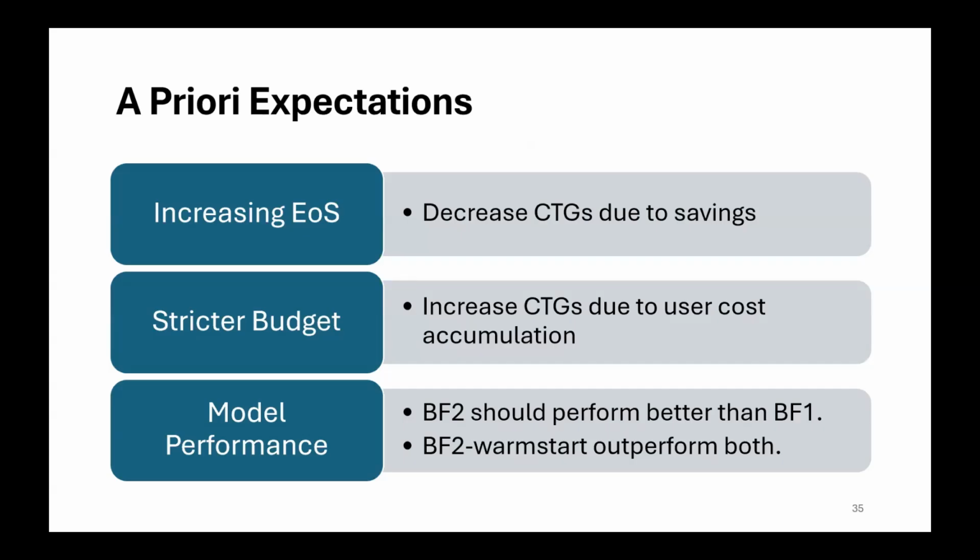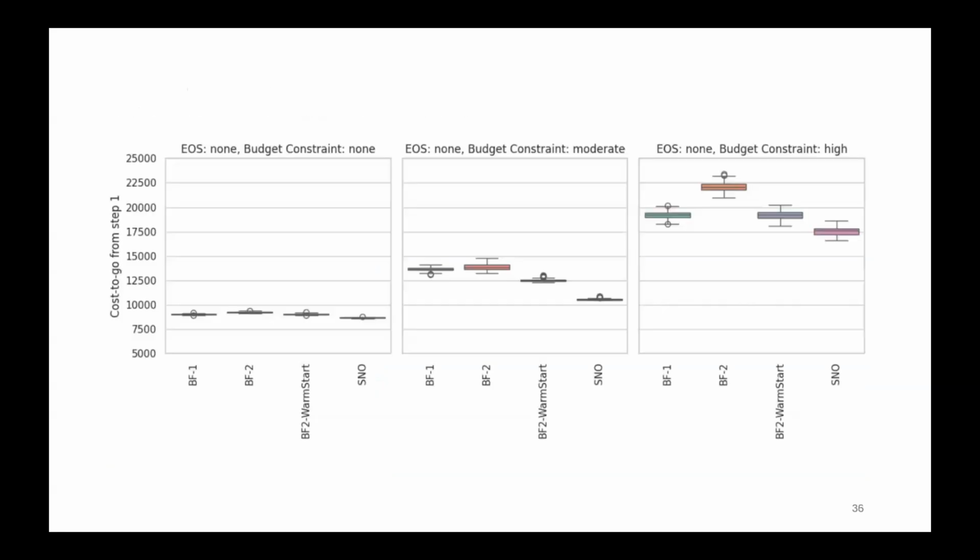So a priori expectations are, with increasing EOS, CTGs will decrease due to the savings incurred. A stricter budget will increase CTGs because user cost will accumulate; due to budget constraints, the most optimal decision will not be able to happen. And then model performance: BF2 should perform better than BF1 because BF2 has more parameters, naively expecting that. And BF2 warm start should outperform both, because it's like using information from both the models.